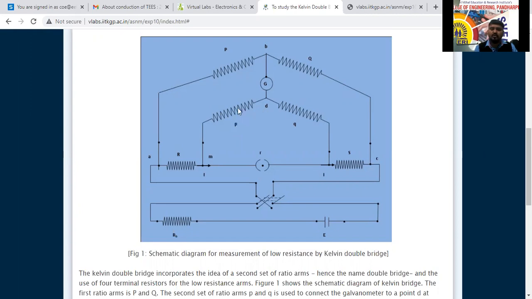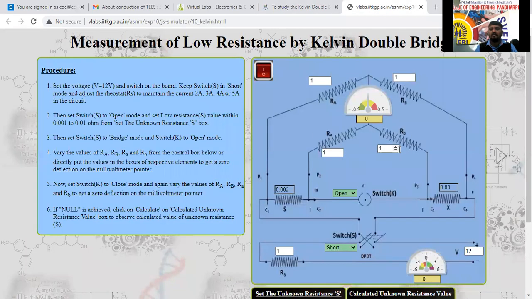So this will become 1, 2 and 3 in parallel again. Like that we are going to consider here. So this is the circuit diagram. See, the switch is provided here.